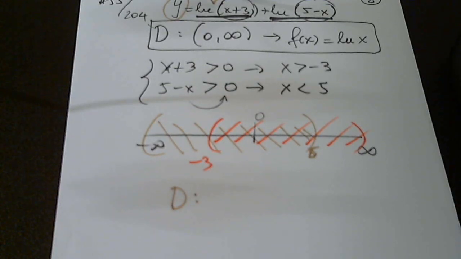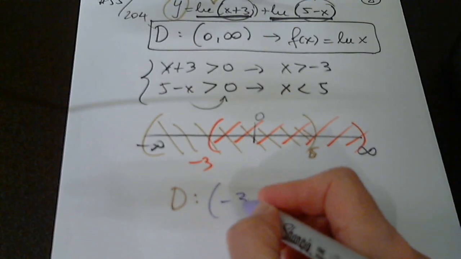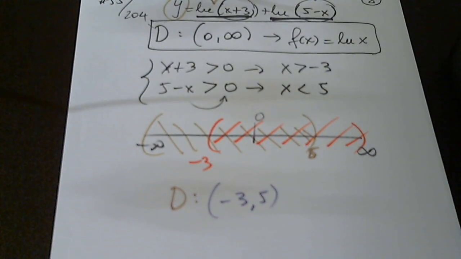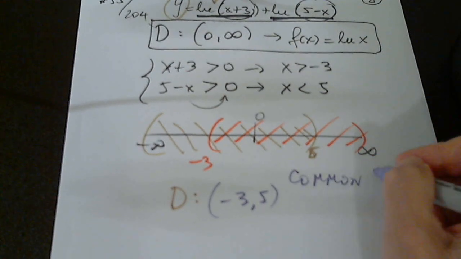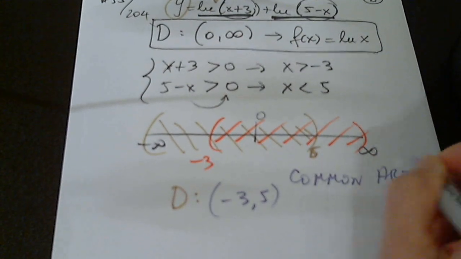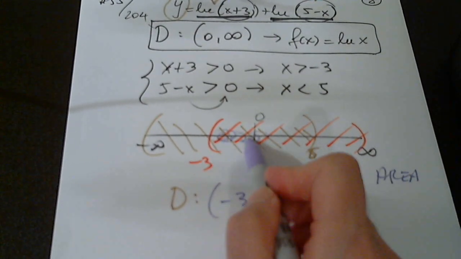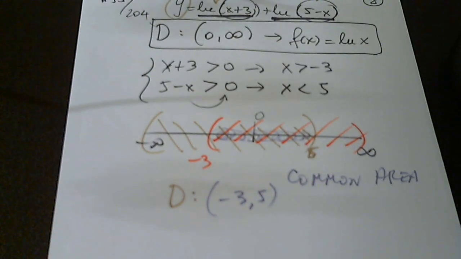What do I pick? -3 to 5. Absolutely. It's the common area. Thank you so much. Common area. And this is it. This is the common area where I see both colors.